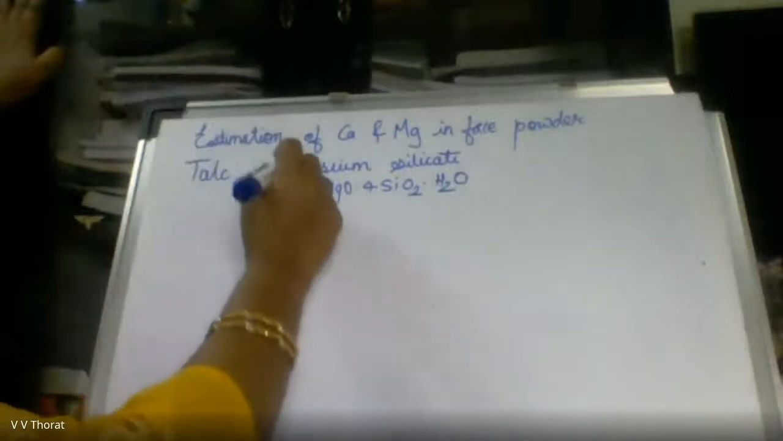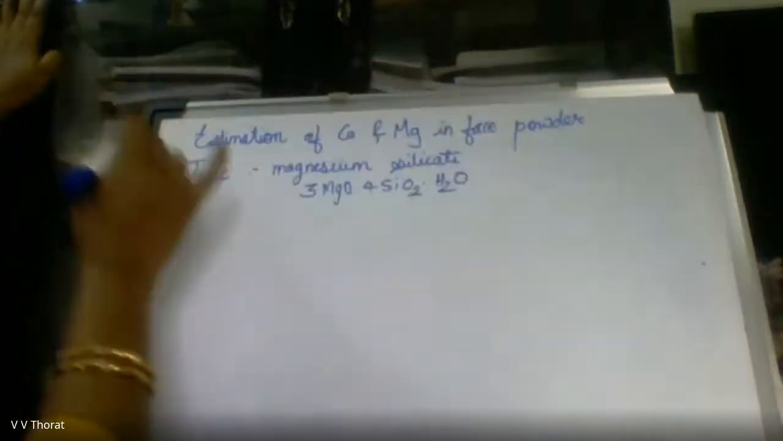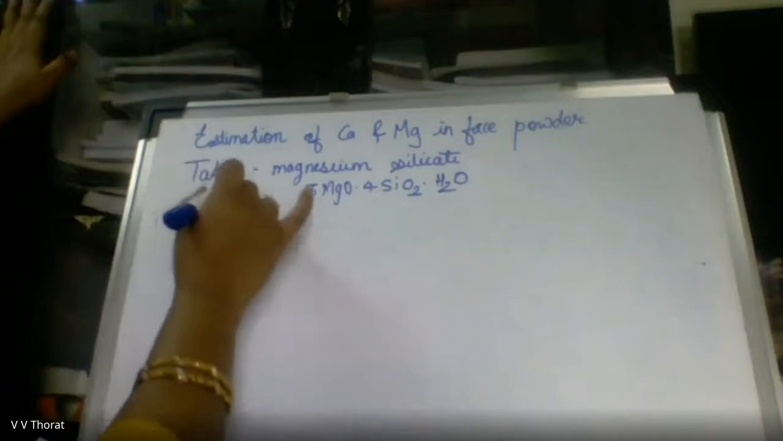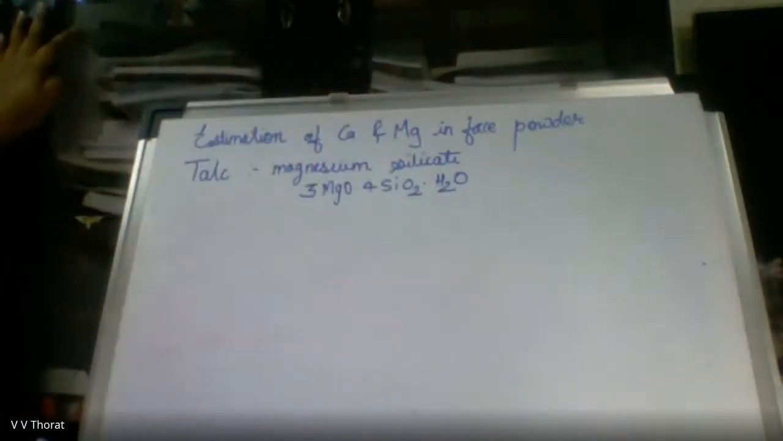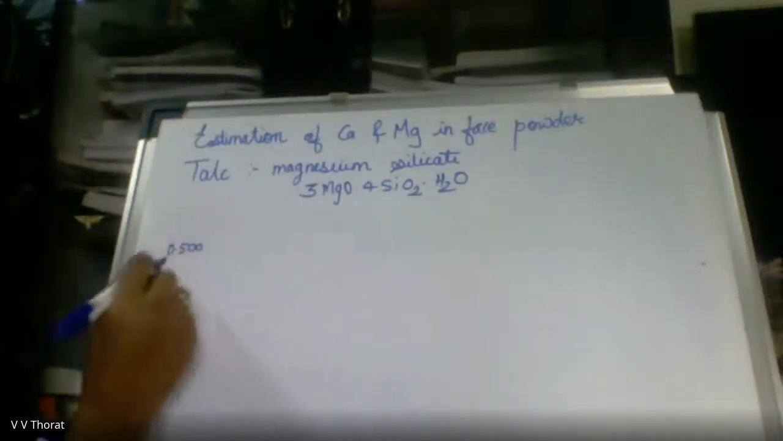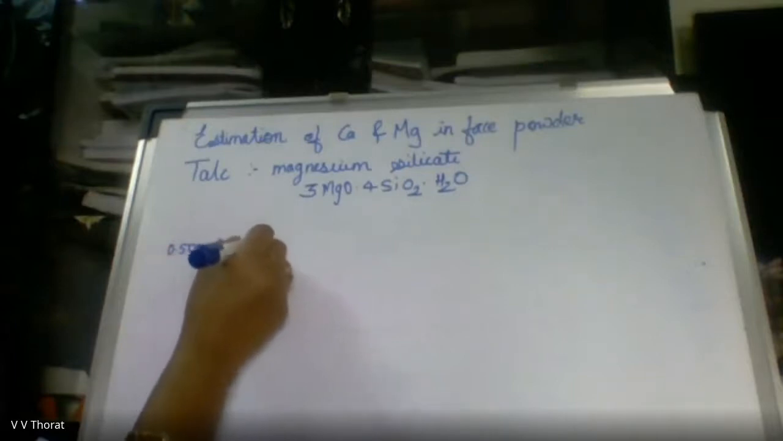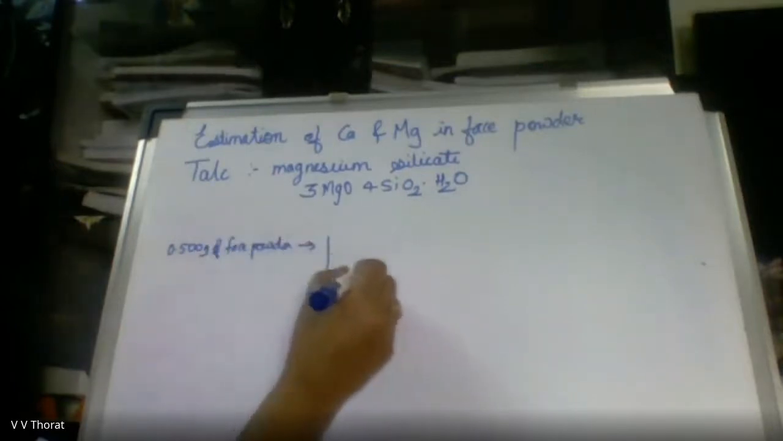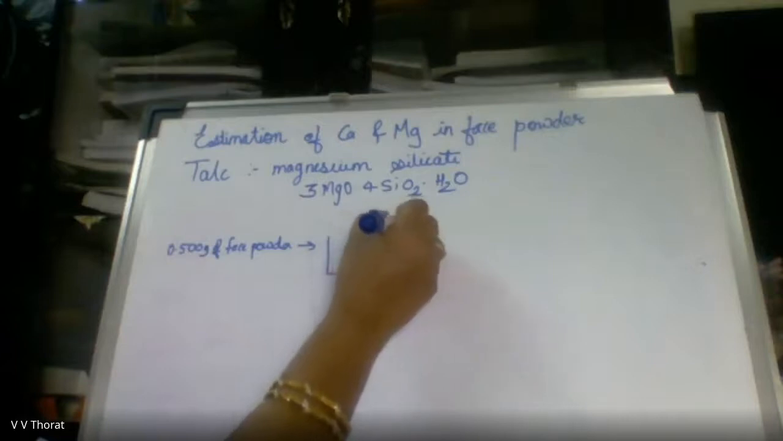Okay, so we will be estimating calcium and magnesium present in the face powder. Face powder is basically talc, and talc is magnesium silicate. The formula is 3MgO·4SiO2·H2O. This will be given in your handbook. First, you will weigh approximately 0.5 grams of face powder and transfer it into a beaker. Then you will add about 10 ml of concentrated HCl.